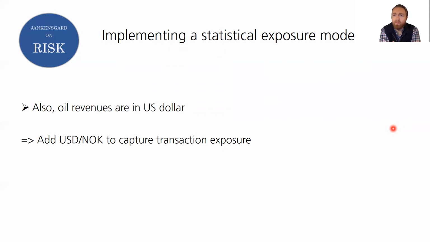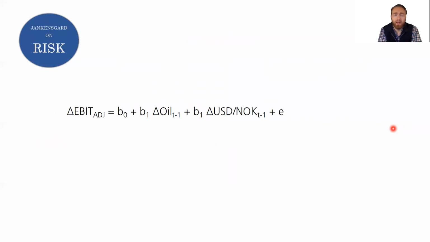So with that logic would lead us to consider including the dollar versus NOK exchange rate, the Norwegian krona here, to capture that transaction exposure. So now we have EBIT adjusted instead, corrected for impairments. We're using the oil price lag one period as before, but now we also have the Norwegian krona in the model. So we would expect a beneficial effect, a positive coefficient here from changes in the dollar. When that strengthens, that should be beneficial to performance.